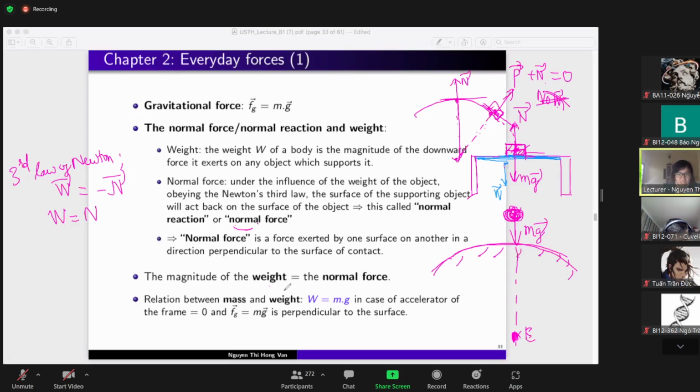So the weight, the weight is the force. They are the same. And in this case, you see that N is equal to mg, and the normal force is equal to the weight. So the weight equals mg. So in this case, the weight of the body here is equal to mg.